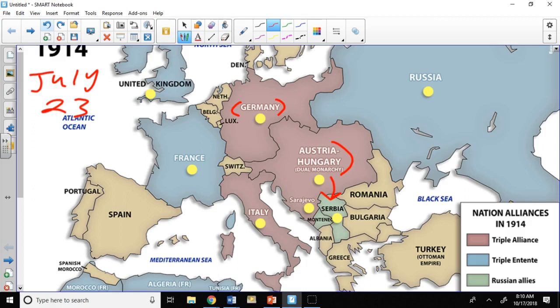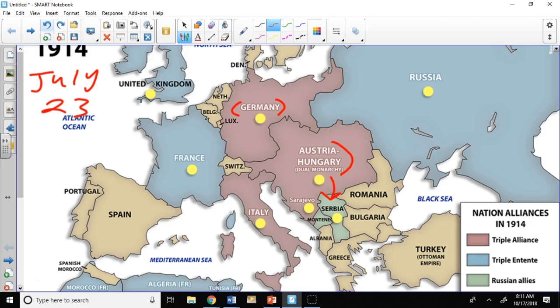Admit to your wrongdoing in the assassination of Franz Ferdinand or else, okay? This is what's going to be happening right now. Serbia is going to offer to submit to the arbitration. So they're going to say, yes, we will agree to talk with you about what happened. However, we're also going to mobilize our army.